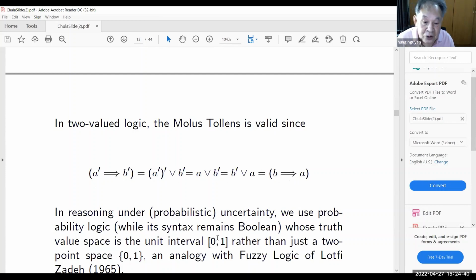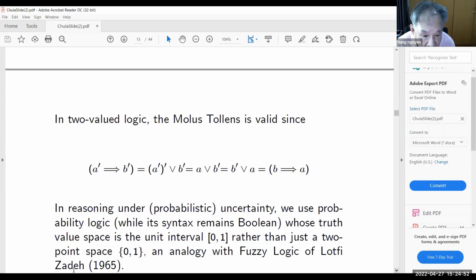So in reasoning with probability uncertainty, we use probability logic. The syntax remains Boolean, whose value space is the unit interval [0, 1], rather than just the two values 0 or 1, an analogy with fuzzy logic of Lotfi Zadeh in 1965.